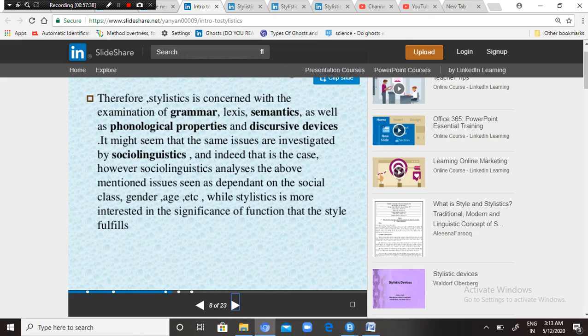It seems that the same issues are investigated by sociolinguistics, and indeed that is the case. However, sociolinguistics analyses the above mentioned issues as dependent on social class, gender, age, etc., while stylistics is more interested in the function that the style fulfills.